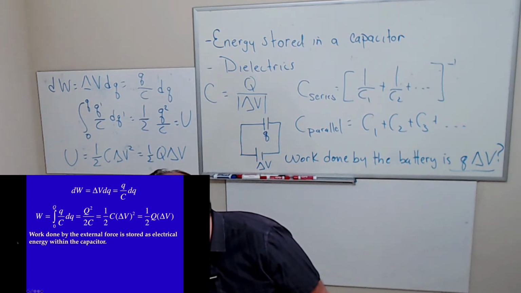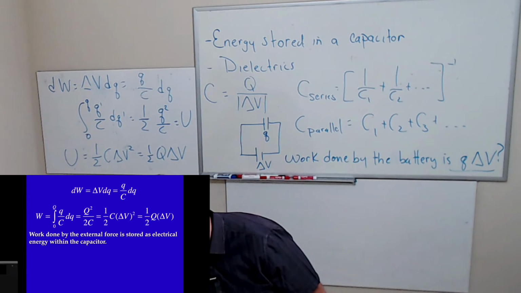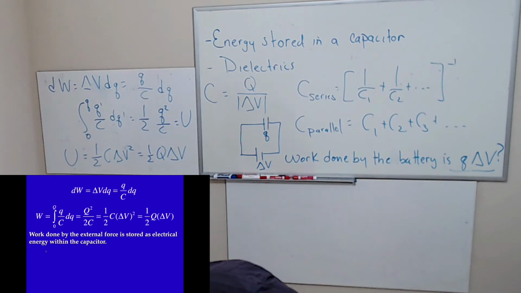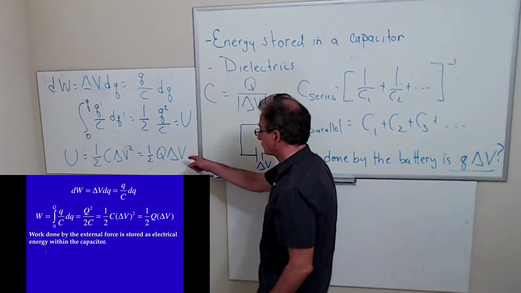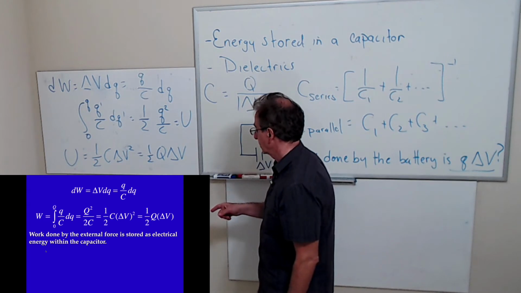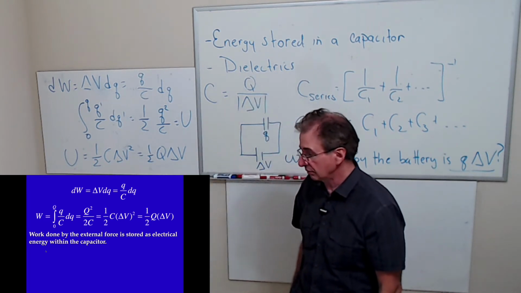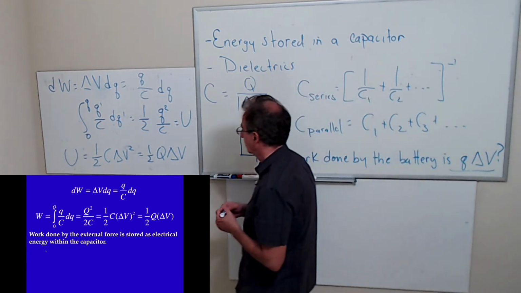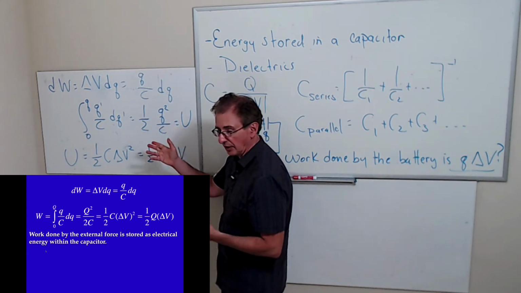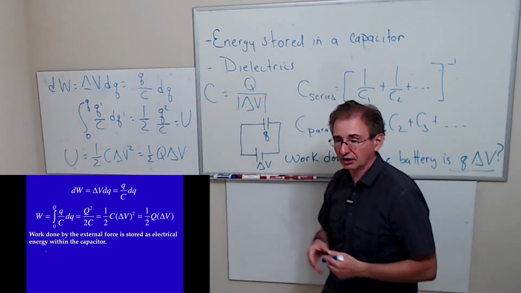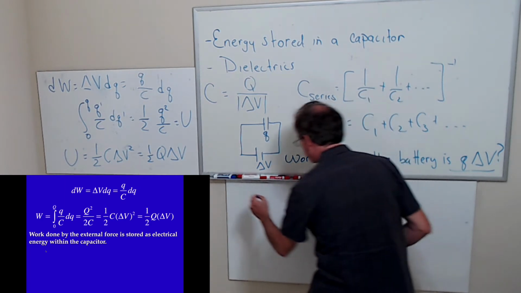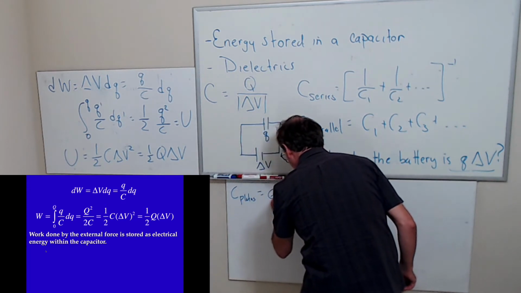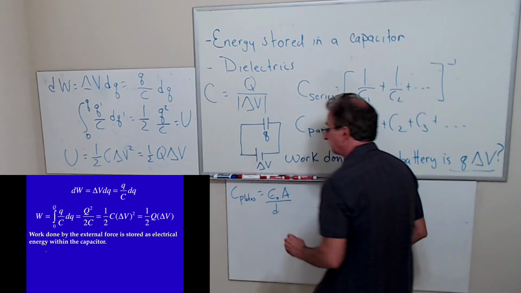So here I have the derivation. One thing I want to do is really focus on the parallel plate capacitor, and look at the energy stored in the capacitor from a more fundamental point of view. I can write the capacitance of a parallel plate capacitor because we know what it is. C of the parallel plate capacitor is epsilon naught A over D.